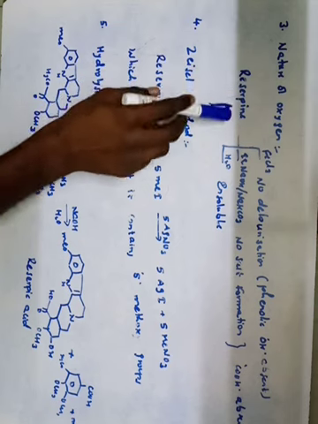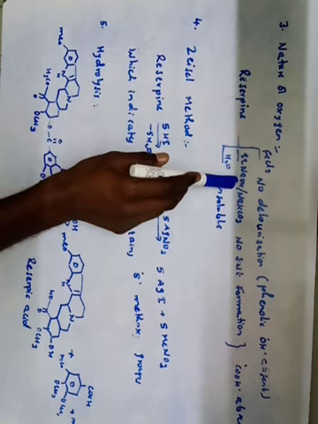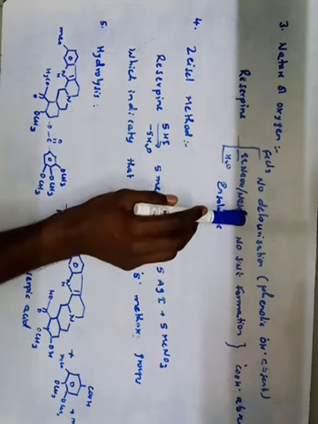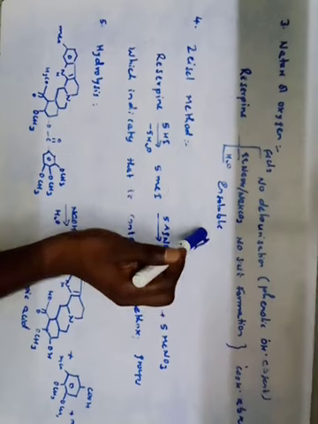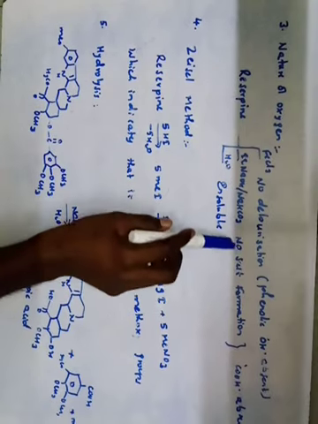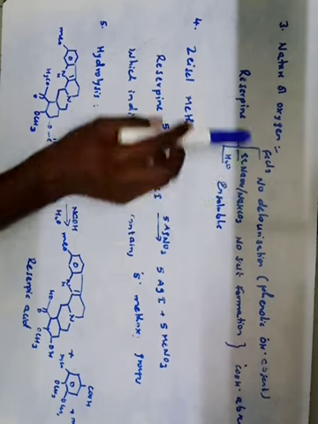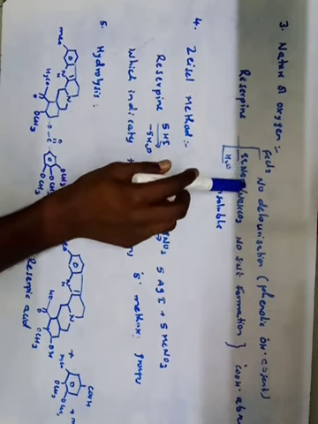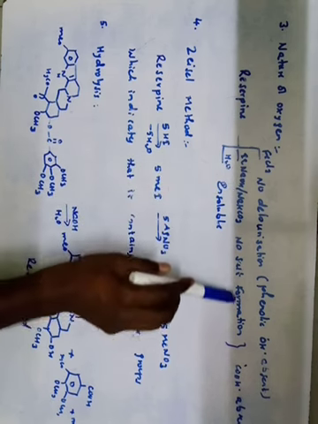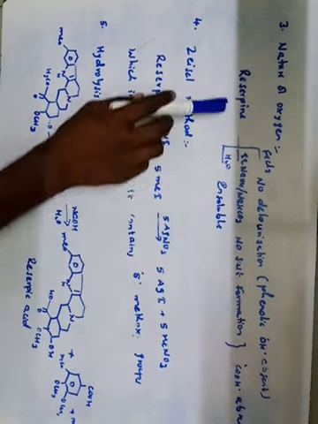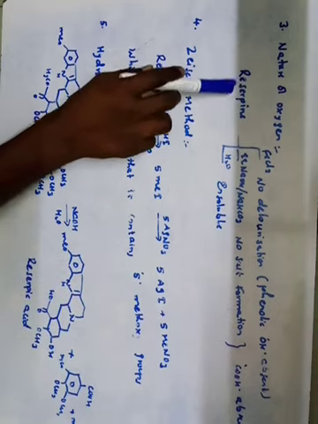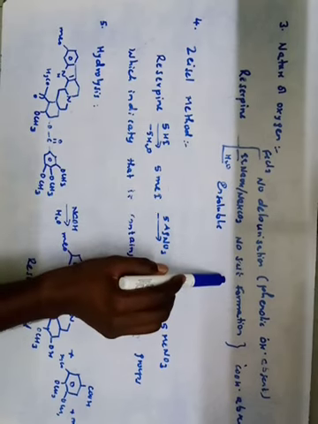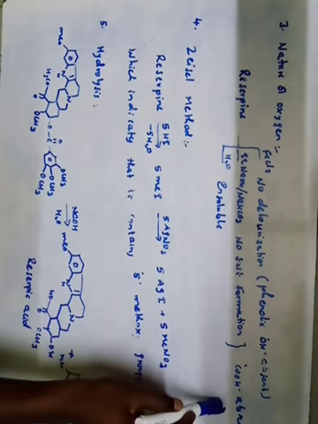Next, reserpine reacts with aqueous NaOH, sodium hydroxide, or sodium bicarbonate. If salt formation takes place, then there is a presence of acid, but there is no salt formation in reserpine. That's why there is no acid group. Reserpine is also insoluble in water. These two observations indicate that there is no acid group.